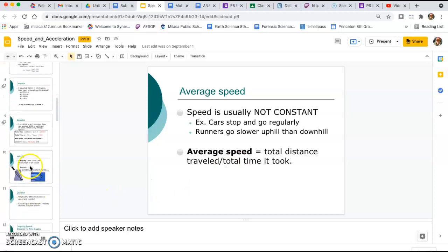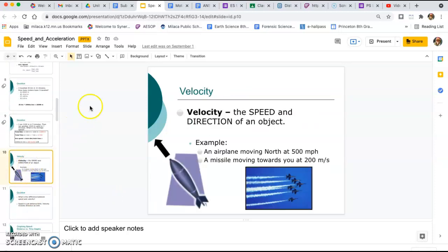So we left off yesterday at velocity. So we're going to talk about velocity today. And velocity is the speed and the direction of an object. So not only do we want to know how fast we're going, we also want to know where we're going, in what direction we're going. So an example of velocity would be an airplane moving north at 500 miles per hour. So I know that I have a speed, 500 miles per hour, and I have a direction, north.